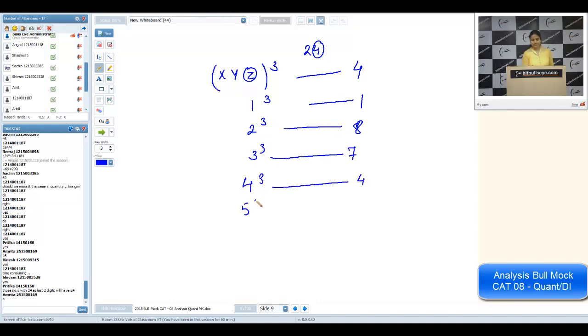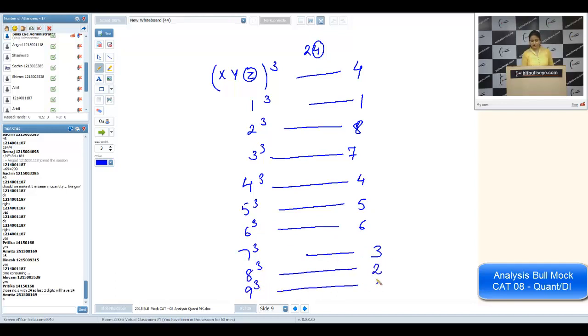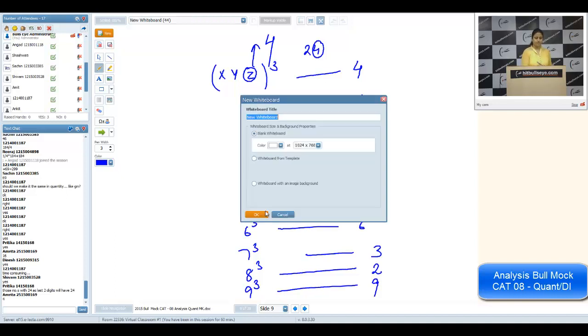If I take 5 cube, it will be 5. 6 cube, 6. 7 cube, 343, so 3. 8 cube, 512, so 2. 9 cube, 729, so 9. But I need 4 in this case. So what should be the unit place? It should be 4 always. Now I'll take more cases.